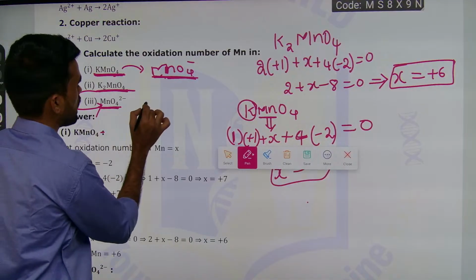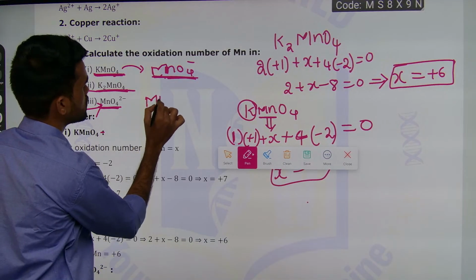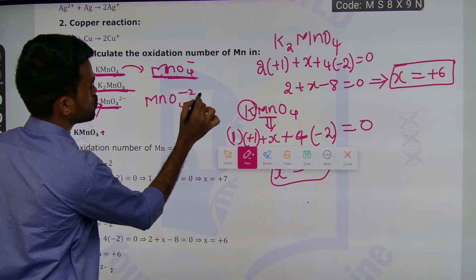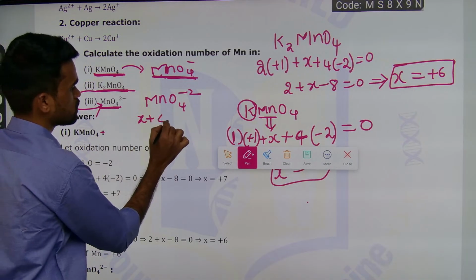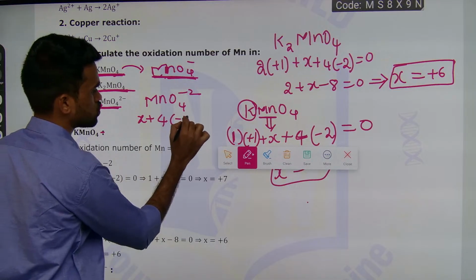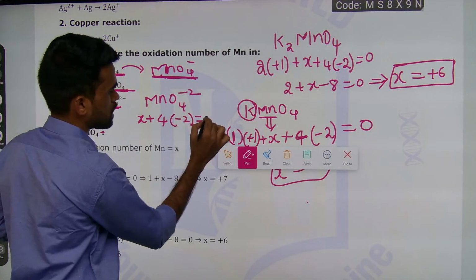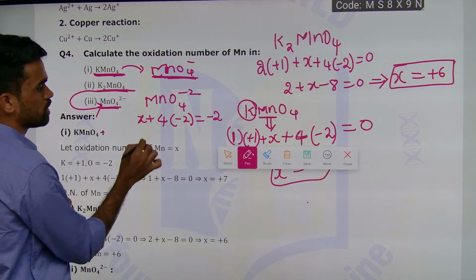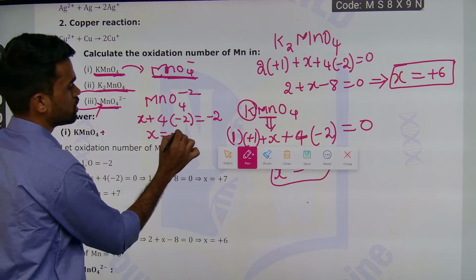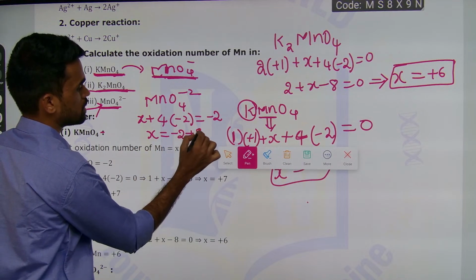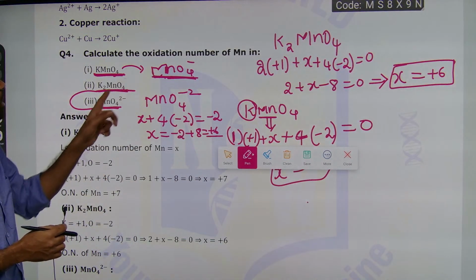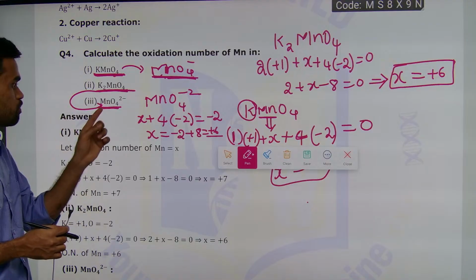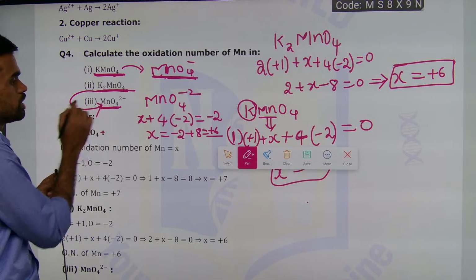In this manganate ion, you have manganese, oxygens, and a -2 charge. For manganese, consider X is the oxidation state. There are 4 oxygen atoms, each one is -2 charge. The overall charge present on it will be -2. So X becomes -2 plus 8, which is +6. This is the oxidation state of manganese in this manganate ion. So here it is +6.